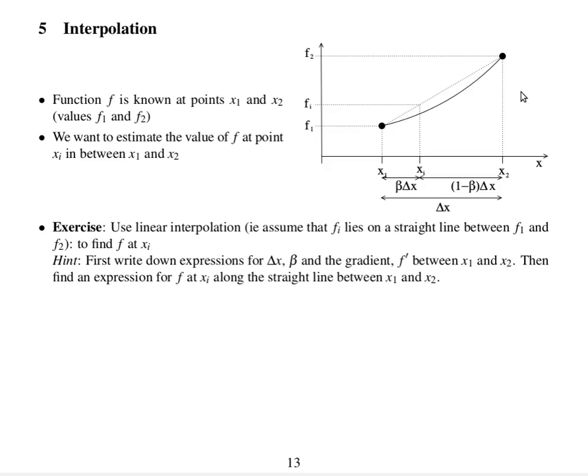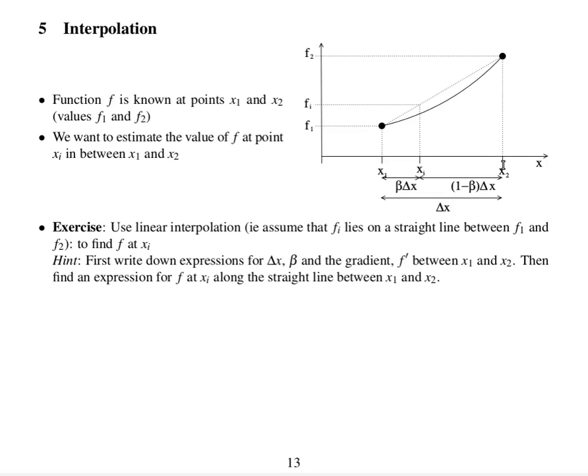So as an exercise, I'd like you to think about how to use linear interpolation. So i.e. assume that fi lies on a straight line in between x1 and x2, and find a formula for fi in terms of the known values. So you can use f1, f2, these positions, x1, xi and x2.